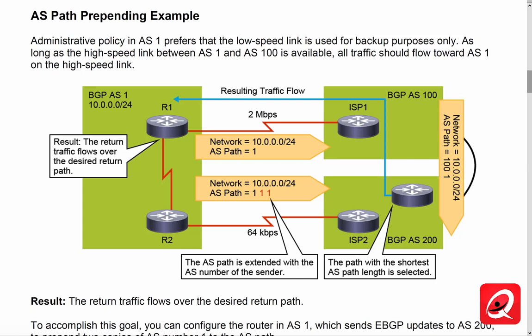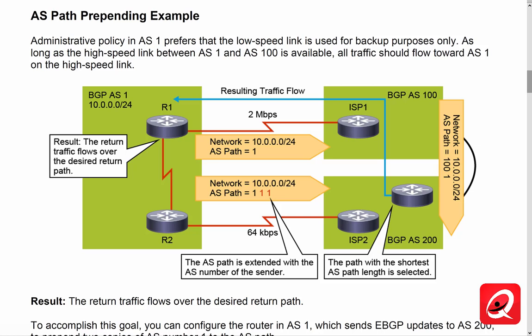Now, if we're talking about network 10.0.0.0/24, that is being originated by AS1, we are talking about influencing how the other providers get to us, how ISP1 and ISP2 gets to us. Now, if I was just to allow ISP2 to use the default AS path to make a routing decision, ISP2 would choose the 64K link every time, because that has a shorter AS path than if I was to go from 200 to 100 over to AS1 versus 200 directly to AS1.